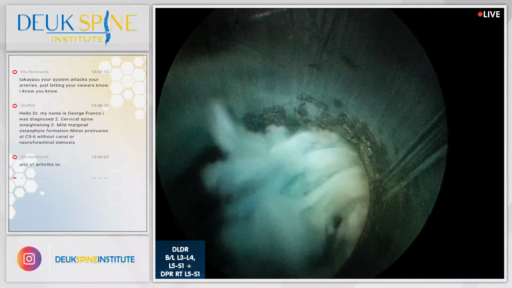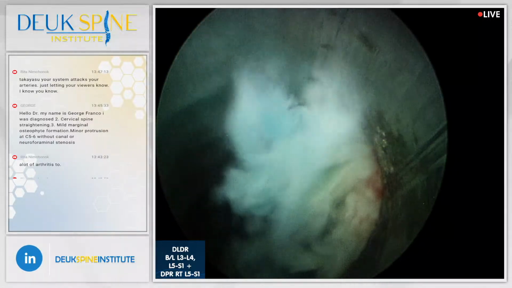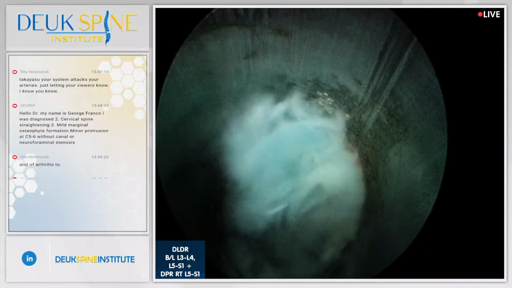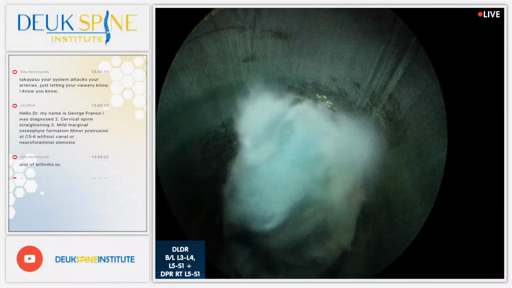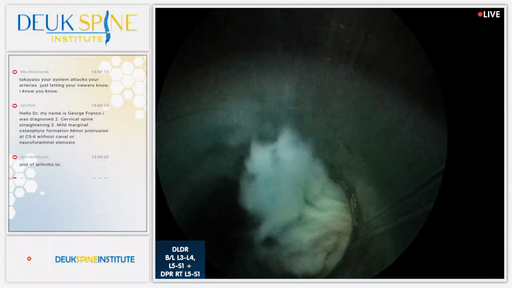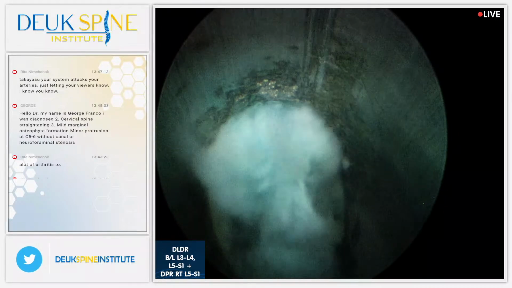Now look at that. That's the tear. See the annular fibers, how long and white they are? And then they come to the middle of the annulus and you got this blue stuff. The blue stuff is the herniated disc that's stuck to the white annular fibers from inflammation. And the tear is in the middle. So we're going to go and clean the tear.